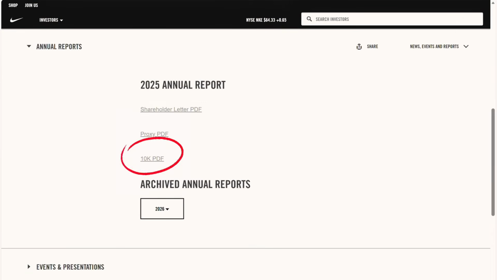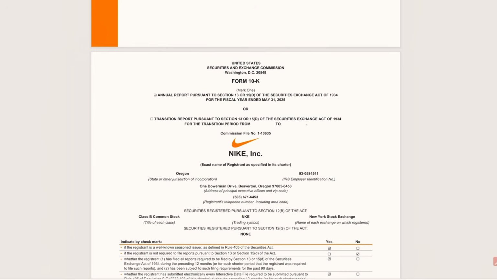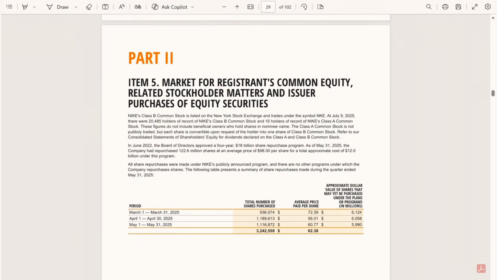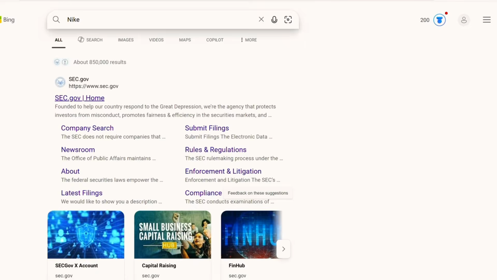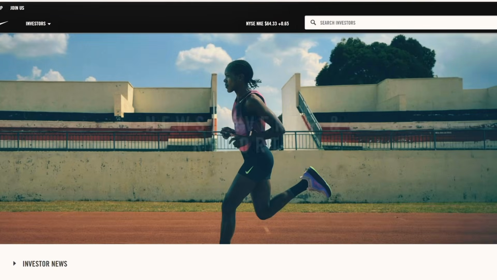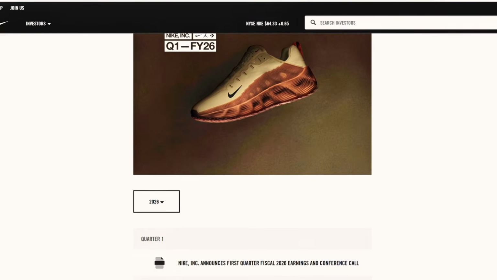You want to skip all the accounting details, accounting information, and go to the management discussion and analysis part of that report. You can also find the 10K and 10Q in the investor tab of the company that you're looking up.